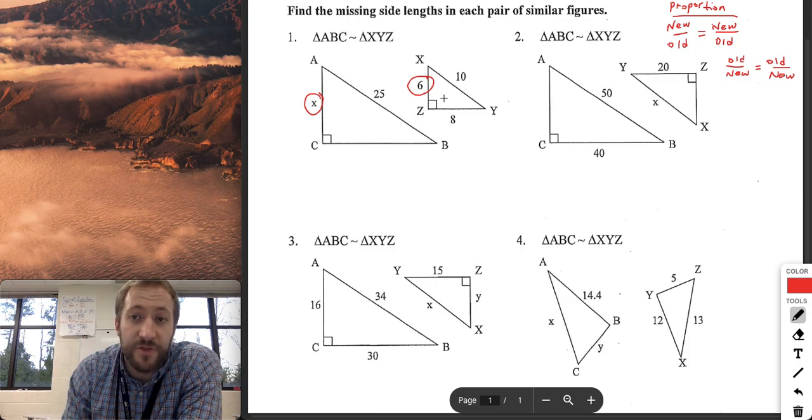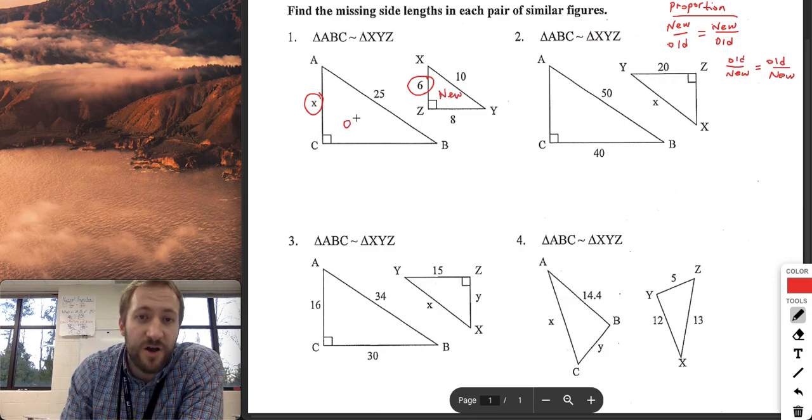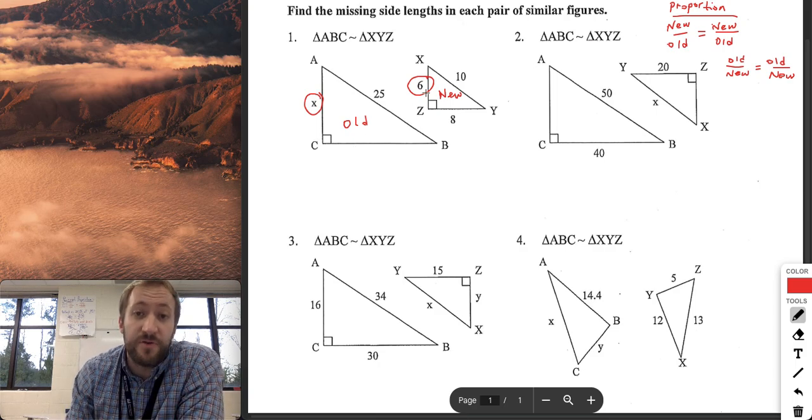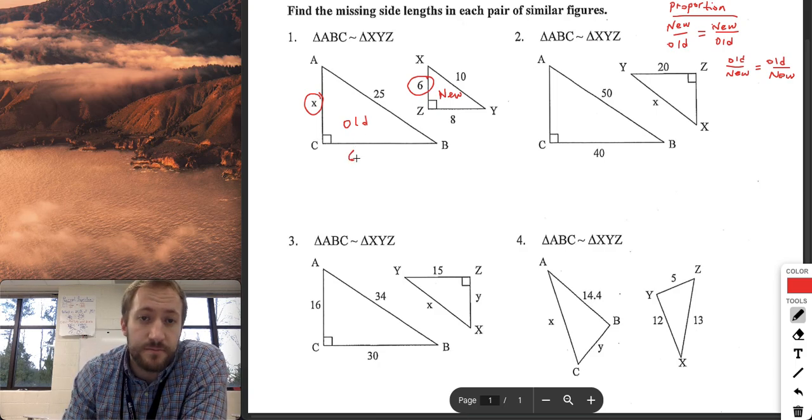Now, I'm going to put the new over the old. And in case you've forgotten, the new one is always on the right and the old one's always on the left. Unless we tell you different, but we haven't told you differently here. Not in this problem, okay? So let's go and put new over old. 6 over x. And then let's go and find another set of corresponding sides.